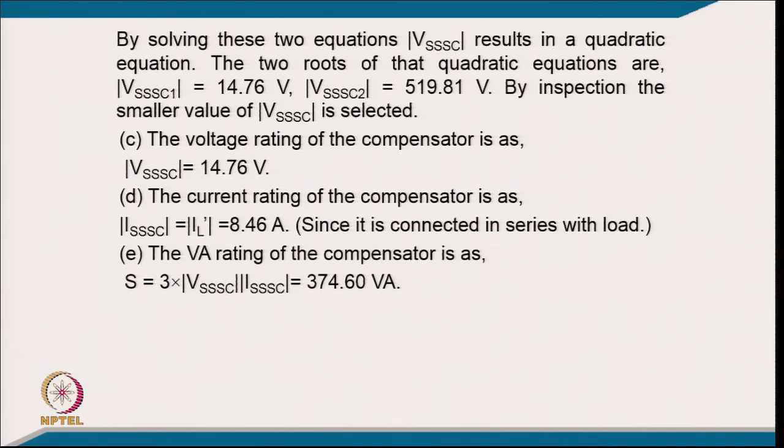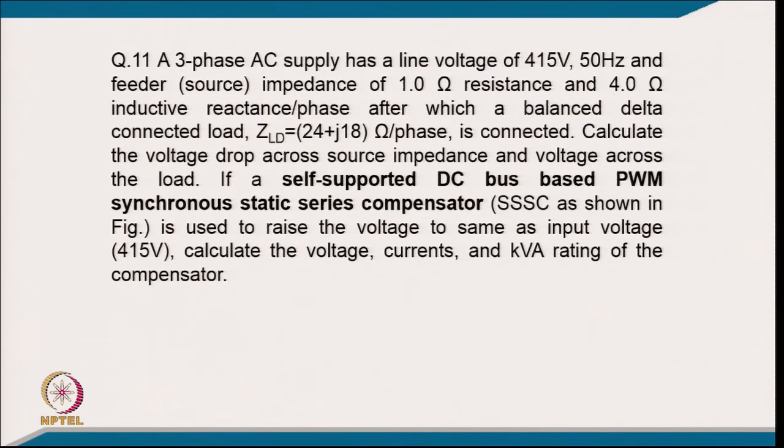So, by solving this, of course, we will get two values of the series injected voltage: 14.76, and the other is typically 519.81 volt. But of course, we have to select the lowest rating. So the lowest rating is 14.76, we select that, and the current rating is already the series load current, that is 8.46. Now the compensator rating is 3 times the injected voltage multiplied by the current. So it comes to 374.6 volt ampere.